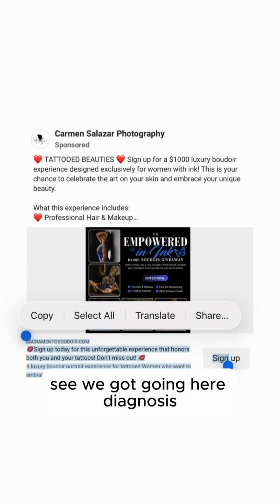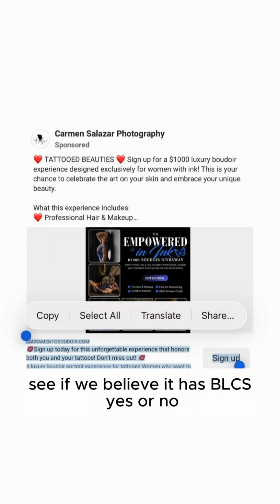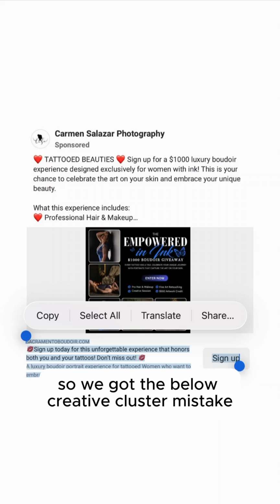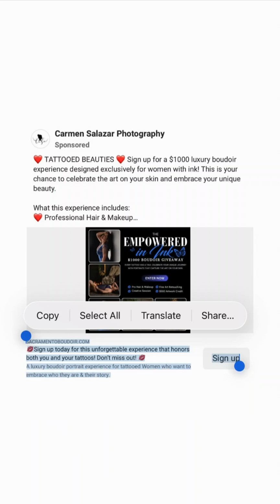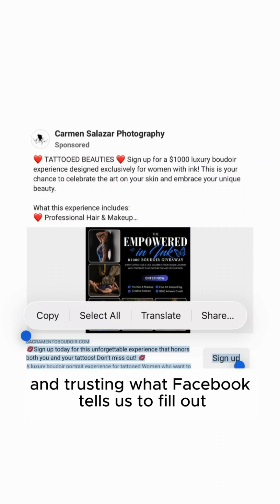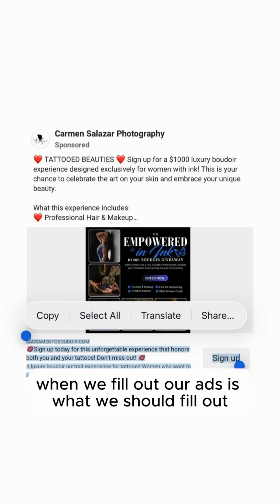So now we're going to check this out, see what we've got going here. Going to diagnose to see if we believe it has BLCS, yes or no. So we've got the below creative cluster mistake. The false belief that causes us to make this mistake is that we actually believe and trust what Facebook tells us to fill out when we fill out our ads is what we should fill out.